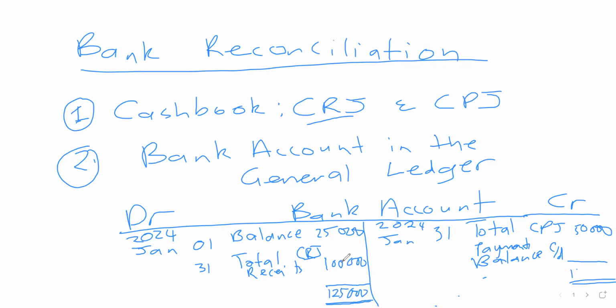125,000. So how do we get the balance carried down? 125,000 minus 50,000. Exactly, which gives you how much? 75,000. That will give you 75,000, right? Okay, cool. It's fine.